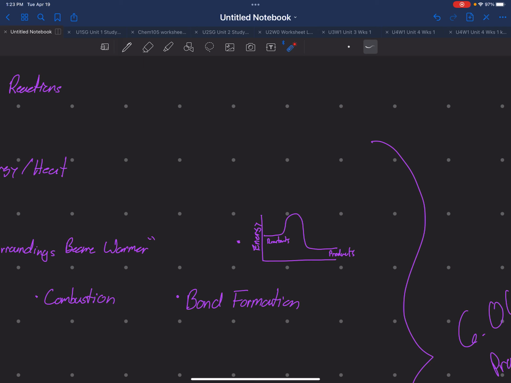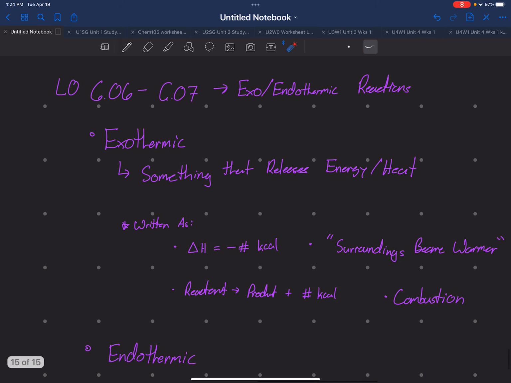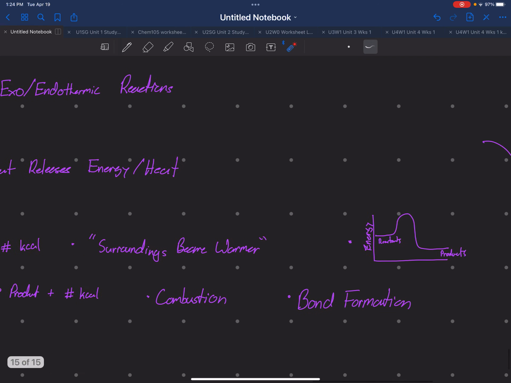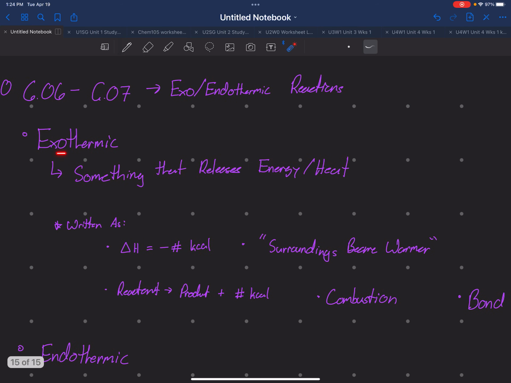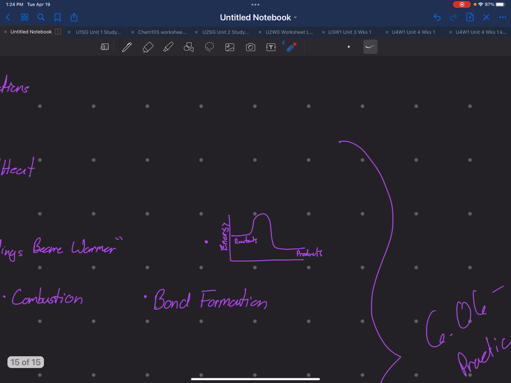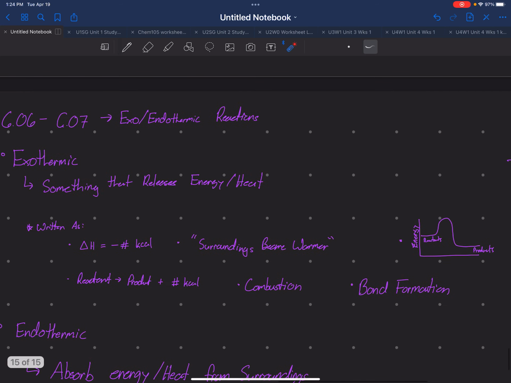And all it is for this: if the products are lower than the reactants, it'll be exothermic. Okay? So if the product side is lower and the reactant side is higher, it's exothermic. I'm not sure if it would make more sense when I get to this part, or if it could be a little more confusing. But it is listed here as exothermic.